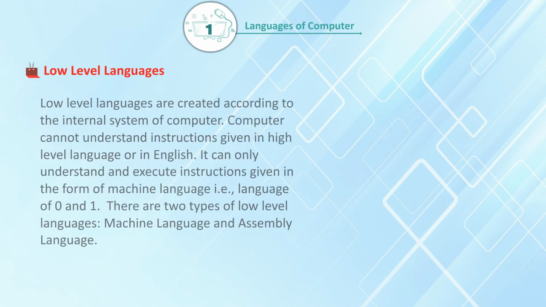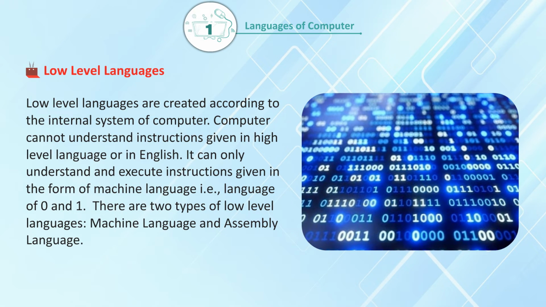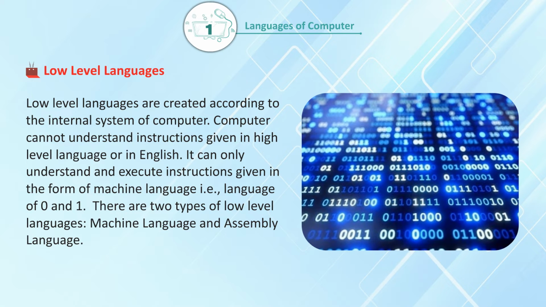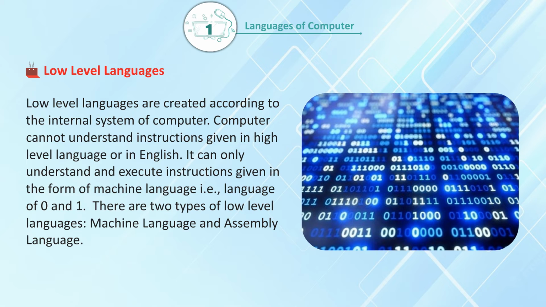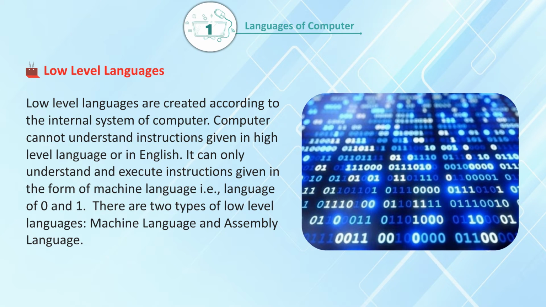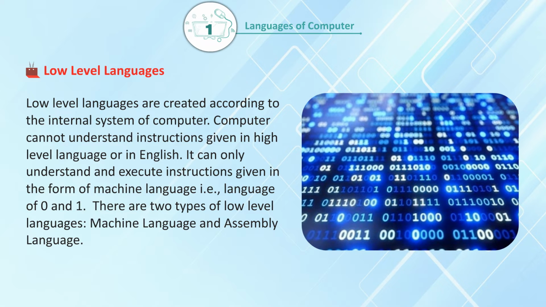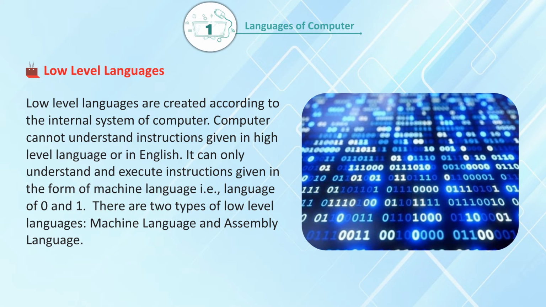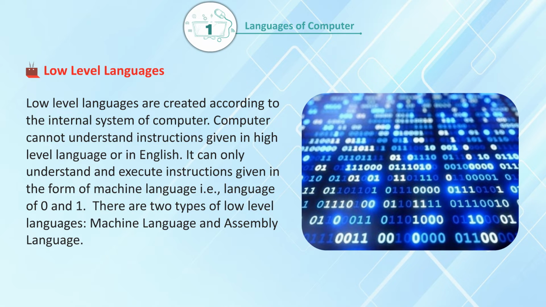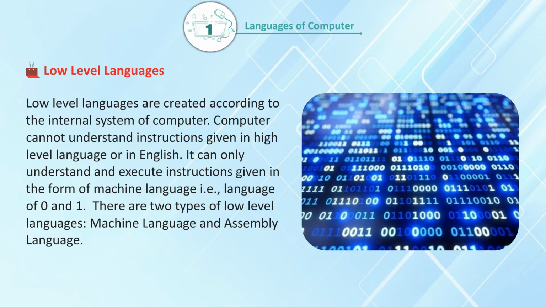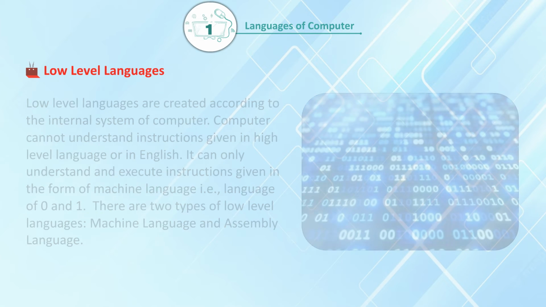Low-level languages. Low-level languages are created according to the internal system of the computer. A computer cannot understand instructions given in a high-level language or in English. It can only understand and execute instructions given in the form of machine language, that is, the language of 0 and 1. There are two types of low-level languages: machine language and assembly language.